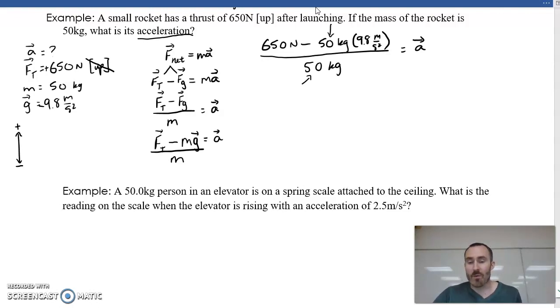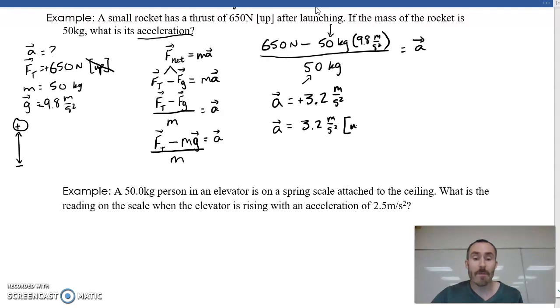And we end up with an acceleration of 3.2 meters per second squared, positive 3.2 meters per second squared. And what that means is up, right? So whenever you get a positive answer, it should match with what the positive direction was in your key from the very, very beginning, however you decided your directions. And so our final answer is the acceleration of the rocket is 3.2 meters per second squared up.